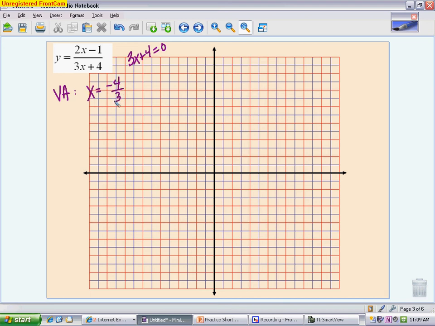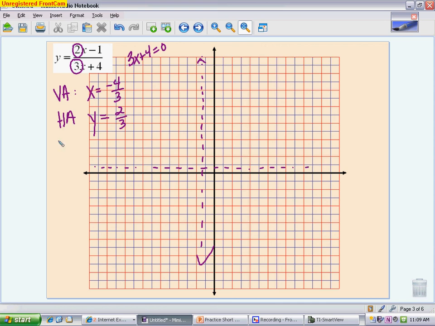So I'm going to go to negative 4/3, which would be a little bit to the left of negative 1. There's my asymptote. My horizontal asymptote is a little different with these. My horizontal asymptote will be the ratio of the leading coefficients. So it's going to be how many x's on top divided by how many x's on the bottom. You end up getting y equals 2/3. Putting that on my picture as well. As you find something out, put it on your picture.